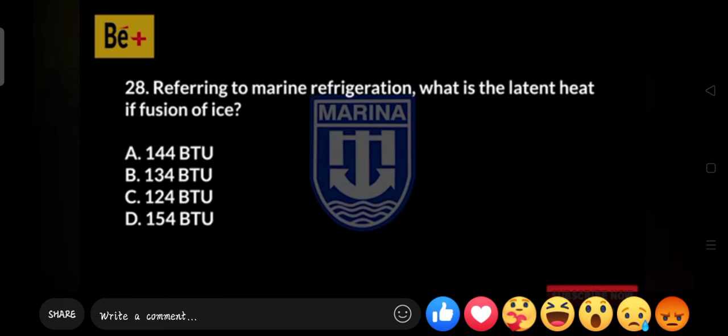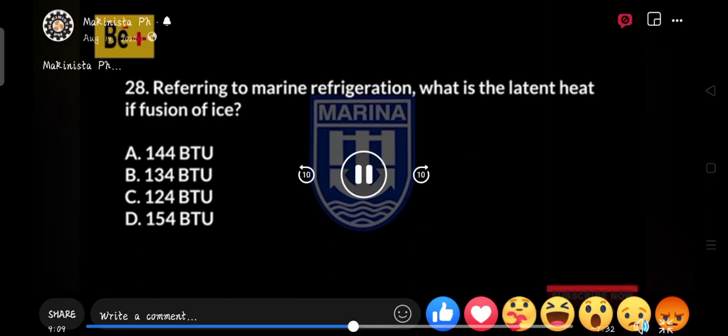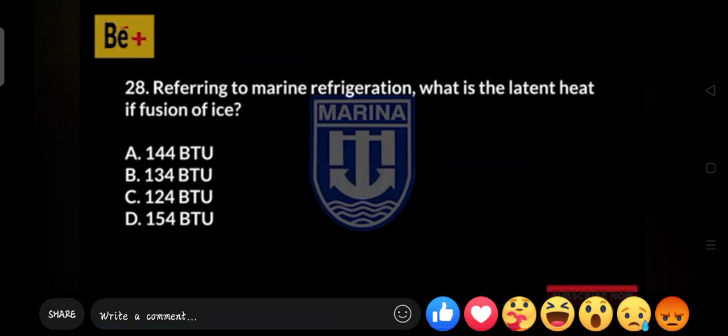22 degrees Fahrenheit. Referring to marine refrigeration, what is the latent heat of fusion of ice? A. 144 BTU. B. 134 BTU. C. 124 BTU. D. 154 BTU. The answer is A. 144 BTU.